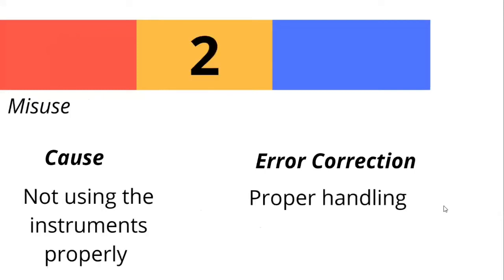Then the next one is misuse of equipment. This is very, very important. Misuse of equipment. This is what most of us do in our laboratories, right? The instrument can work under certain conditions, but if you misuse it, the instrument will not work properly.